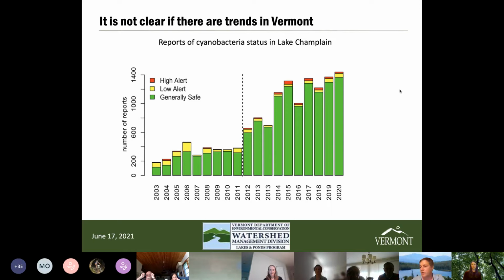And you can see that we get more reports over time, again reflecting that increased interest in blooms. But we don't see any clear indication that there's a higher proportion of alert level reports, and those would be the yellow and the red categories. So it's not to say that there is no increase, but it's to say that this data set is probably not good enough to give a definitive answer.